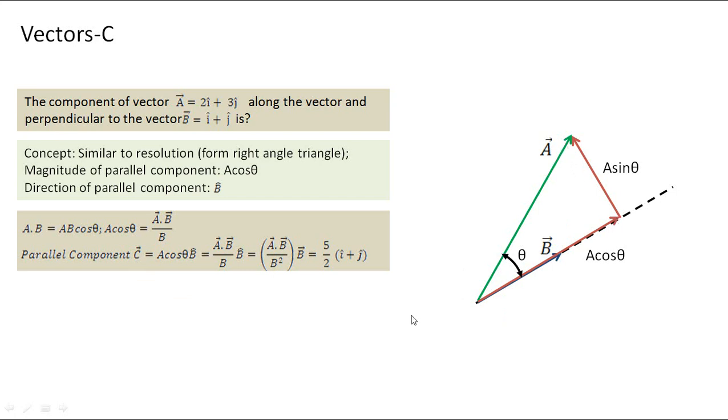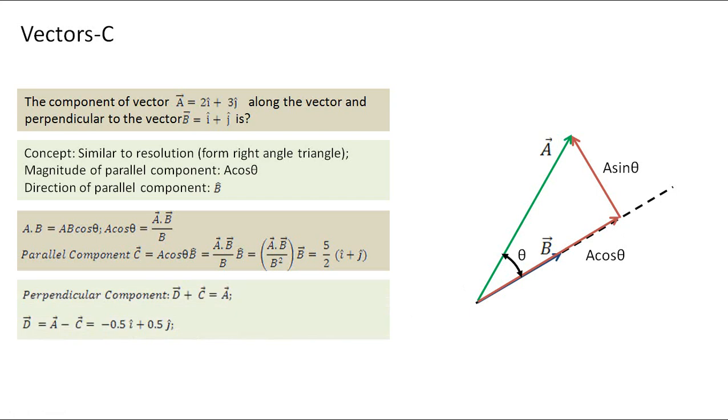So let's see what is the concept we use to find the perpendicular component. Let me call the perpendicular component as D vector. By property of resolution of vector, we know that the sum of the components is equal to the original vector. So C vector plus D vector is equal to A vector. I know A vector and C vector already, hence I can find out D vector.